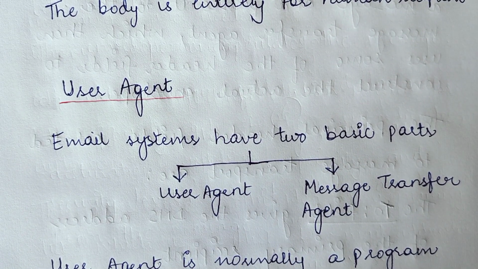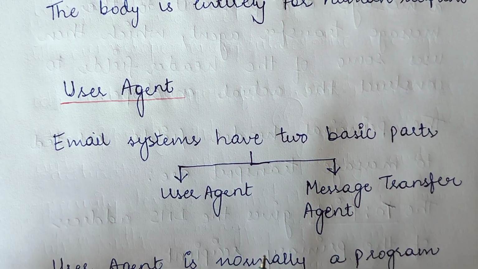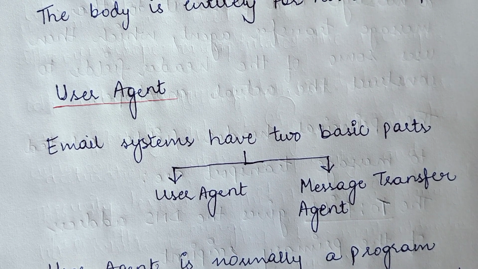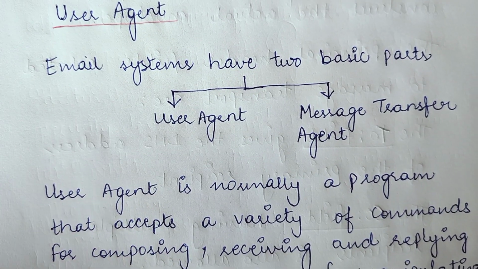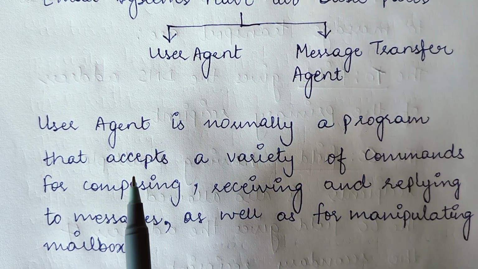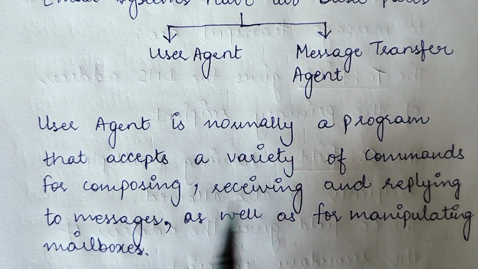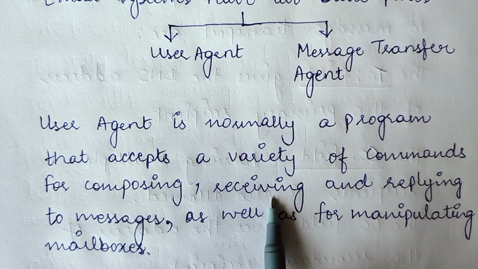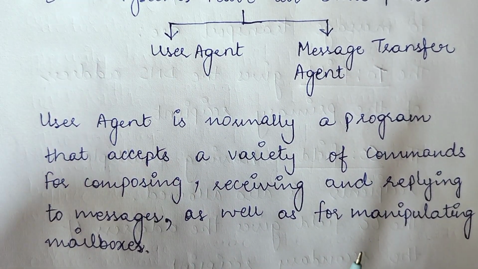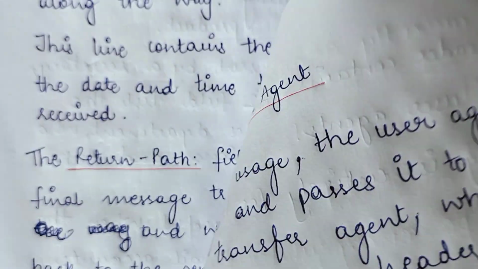Now, as I said, there are two subsystems of an email, the user agent and the message transfer agent. So we'll study them in detail now. So what is the user agent? Right now we'll focus on the user agent. User agent is normally a program that accepts a variety of commands for composing, receiving and replying to messages, as well as for manipulating the mailboxes.